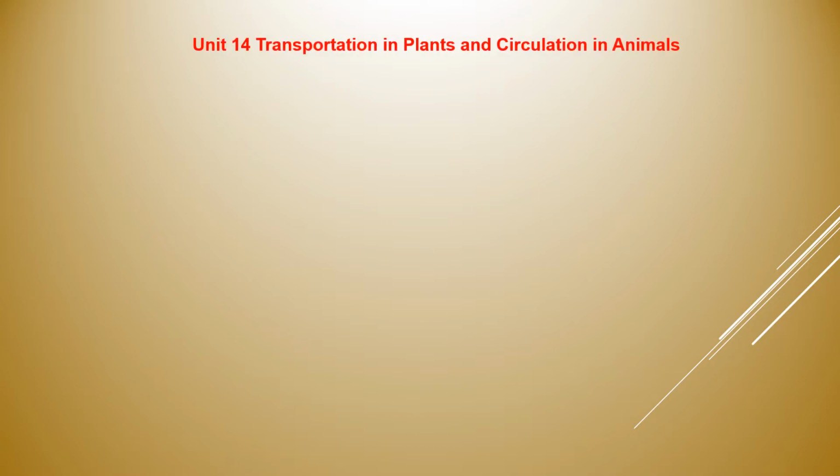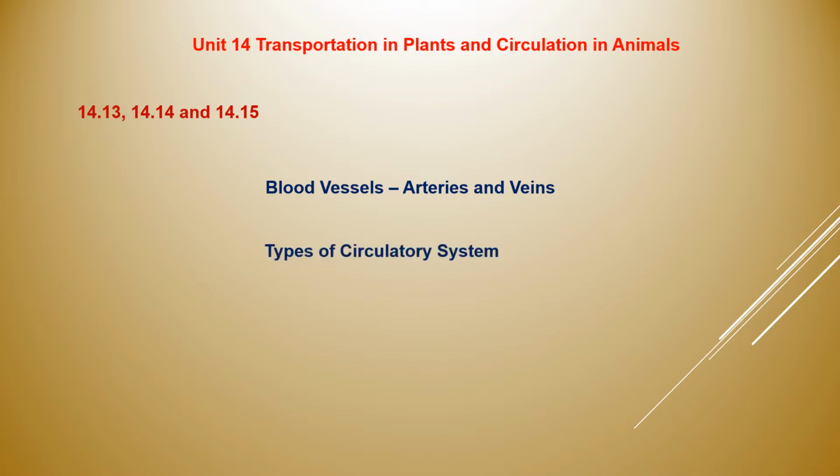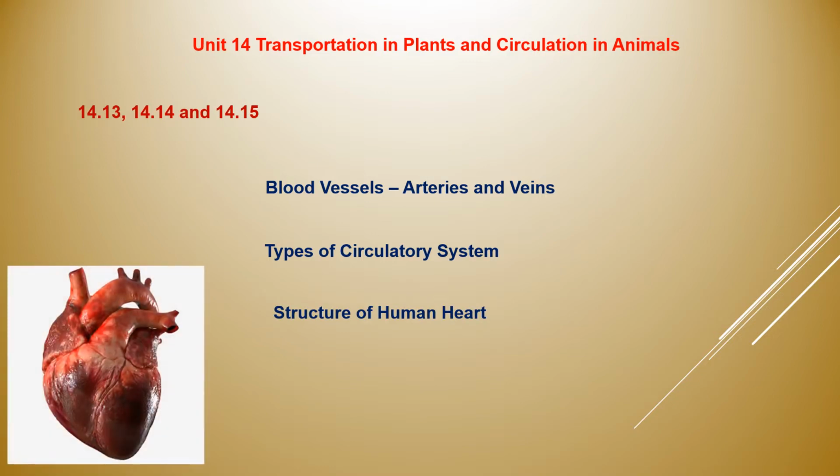Last video we saw circulation in animals, in that, blood. This video we are going to see 14.13, 14.14 and 14.15: blood vessels, arteries and veins; types of circulatory system; structure of human heart and function of human heart. Let us see one by one in detail.